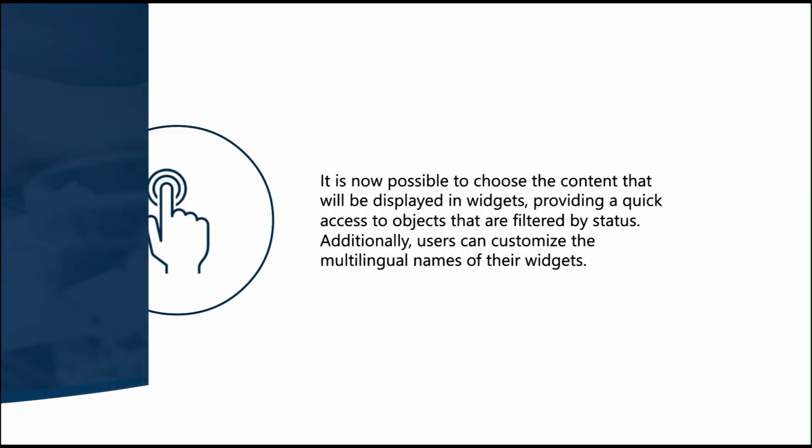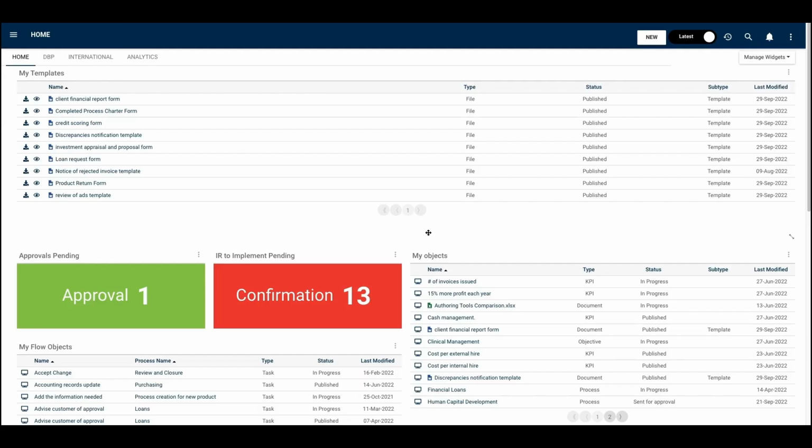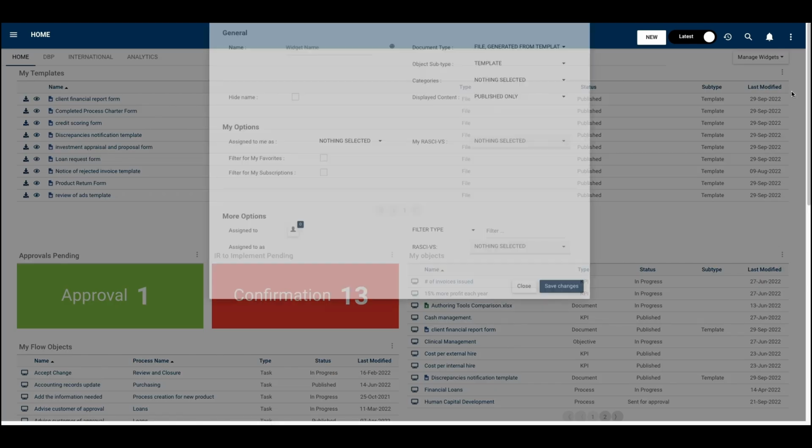Homepage widget enhancements. It is now possible to choose the content that will be displayed in widgets, providing a quick access to objects that are filtered by status. Additionally, users can customize the multilingual names of their widgets. Users now have the ability to filter the content displayed in their widgets in three ways.